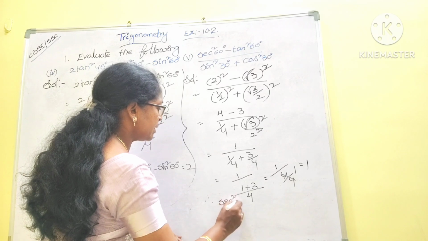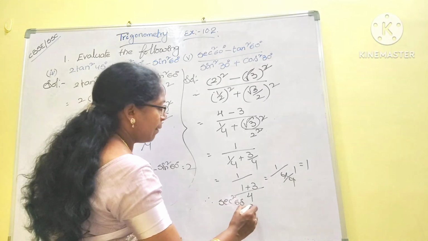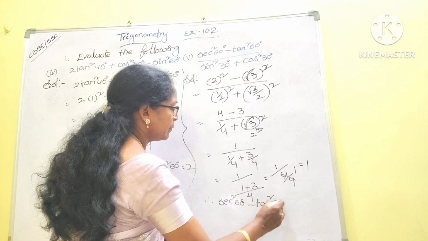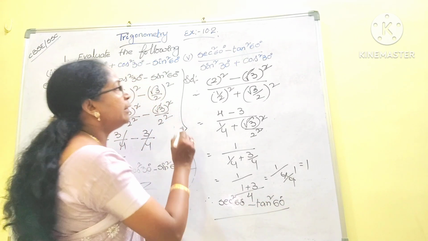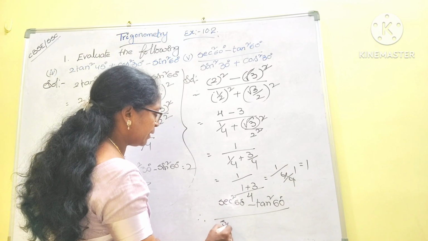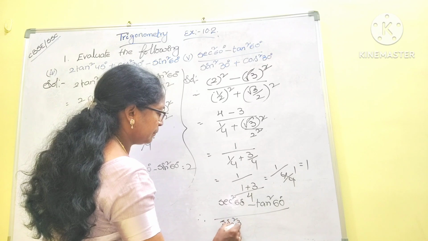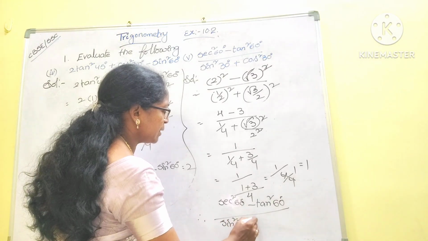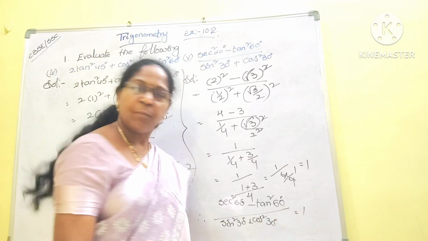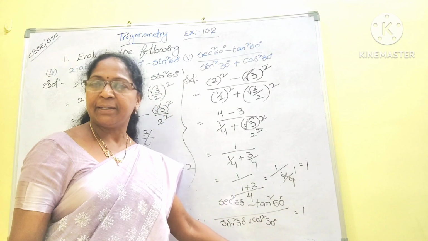secant square 60 degrees minus tan square 60 degrees, divided by sin square 30 plus cos square 30 degrees, equals how much? 1. This is the final answer.